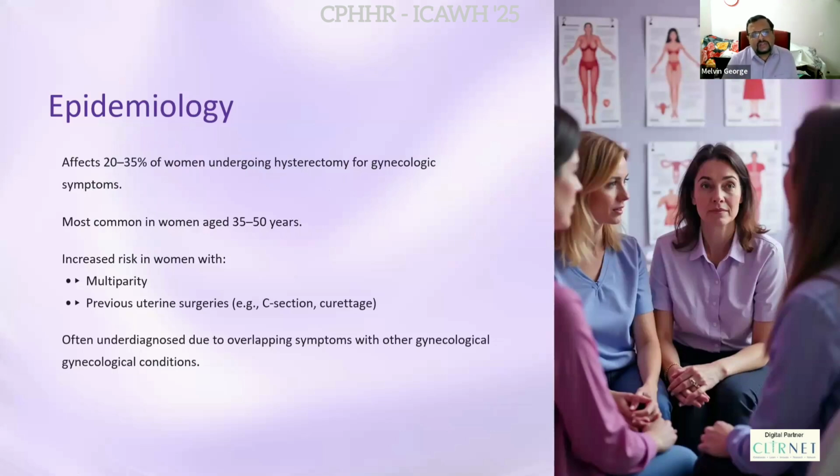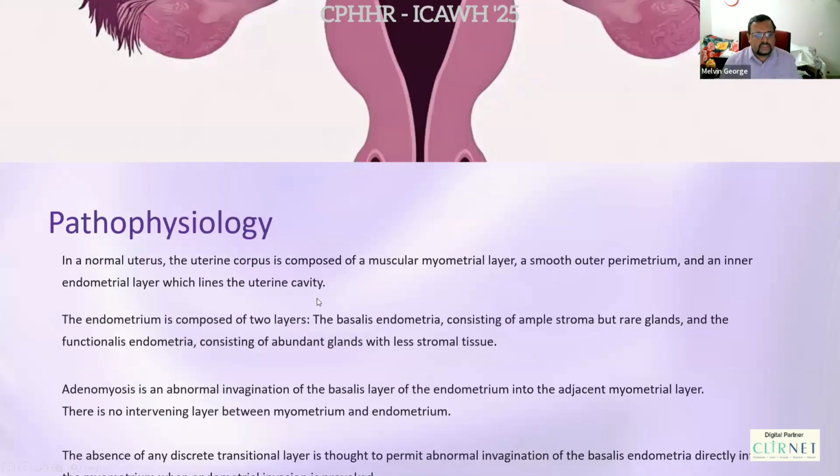It is most common in the age group of 35 to 50, more common in multiparous women, and women who have had previous surgeries, particularly C-sections. Often it is very difficult to diagnose adenomyosis because the symptoms overlap with many other gynecological disorders. I'm not going into the details of the pathophysiology, just want to tell you that the uterus has the inner lining called endometrium, then the myometrium, and then the perimetrium. When the endometrial glands enter inside the myometrium, we call it adenomyosis.